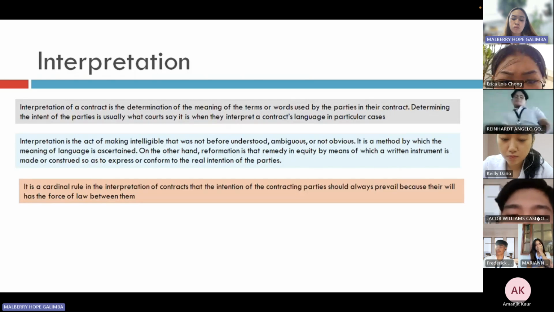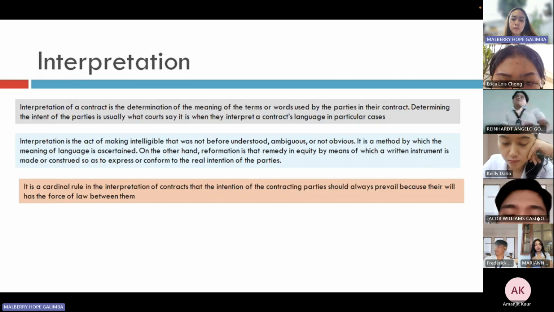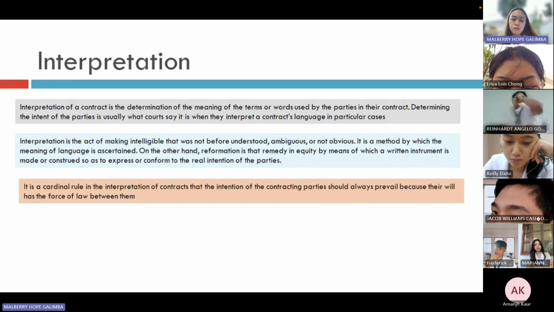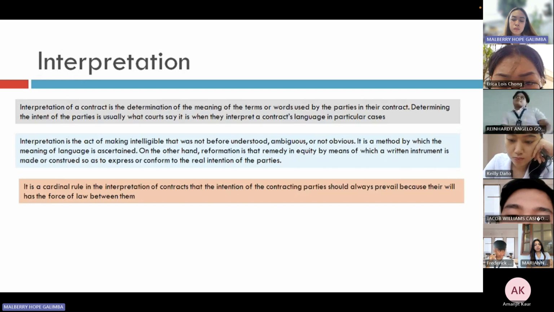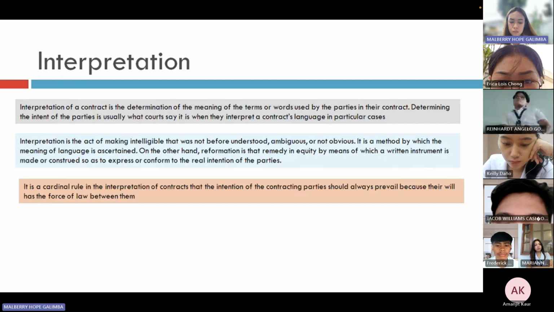Interpretation, on the other hand, is the determination of the meaning of the terms or words used by the parties in their contract. Determining the intent of the parties is usually what courts say it is when they interpret a contract language in a particular case. As I said, for those who weren't able to attend my previous lecture, before a contract is signed by the parties, both parties must ensure that the terms there are very clear. The terms used by the parties are very clear, and both parties must have agreed to the terms. It's very clear, and there is no room for confusion or interpretation. Basta clear.